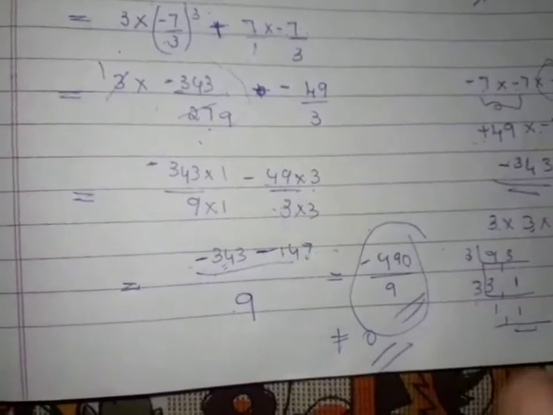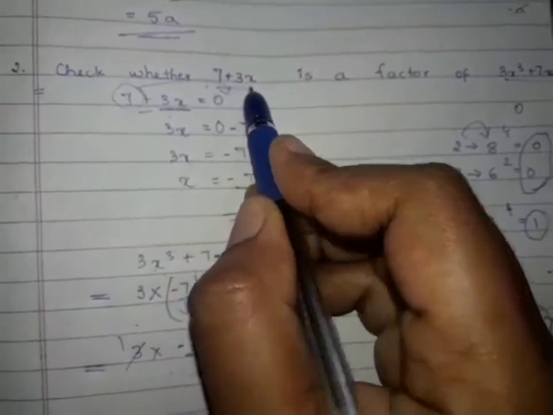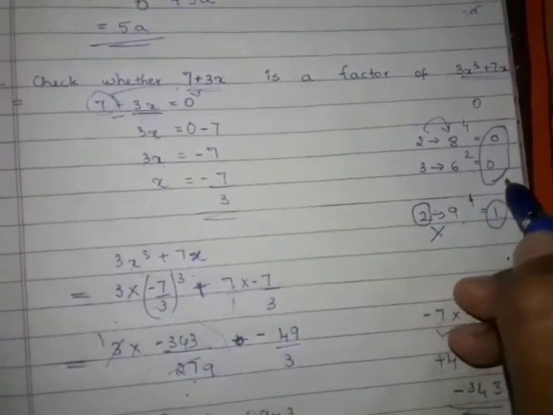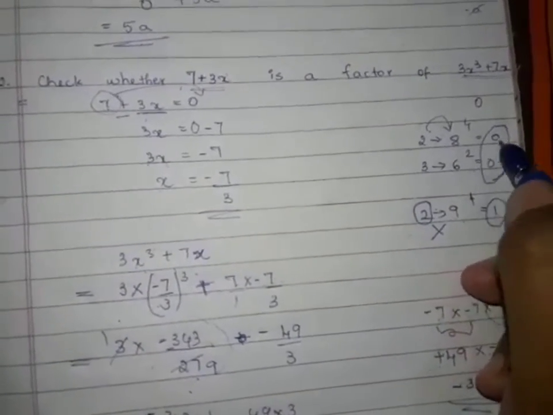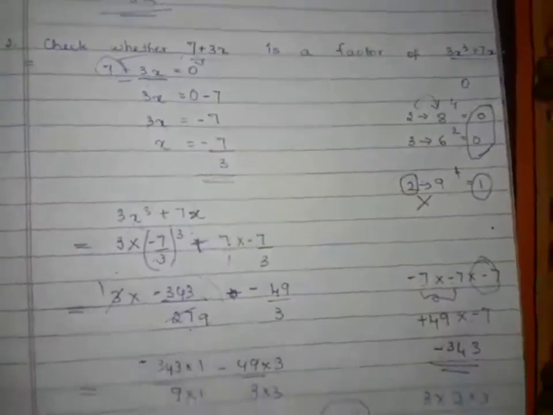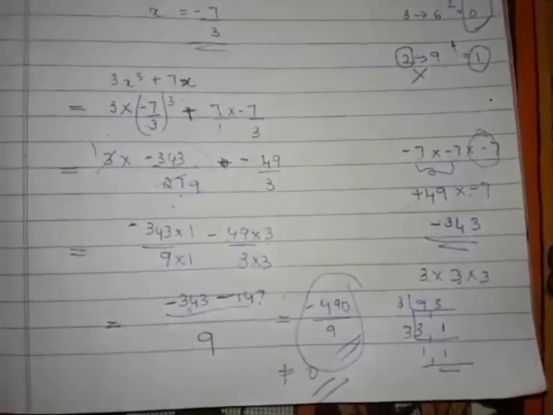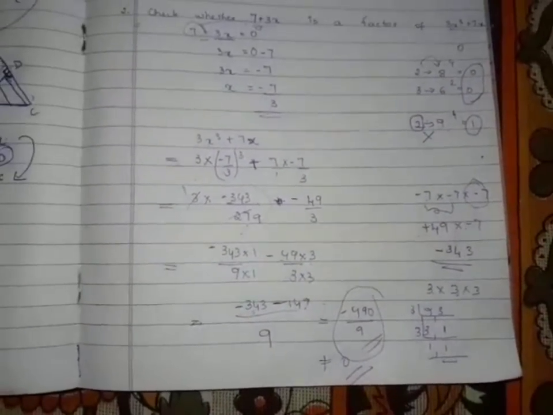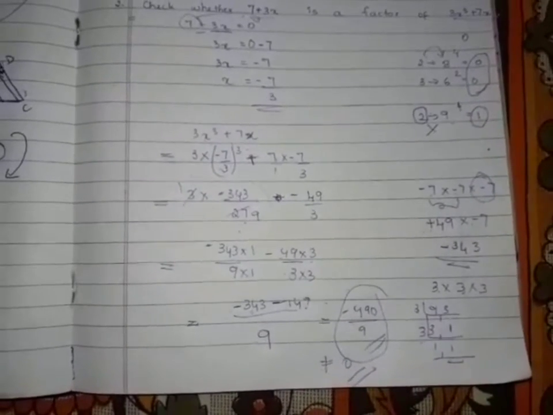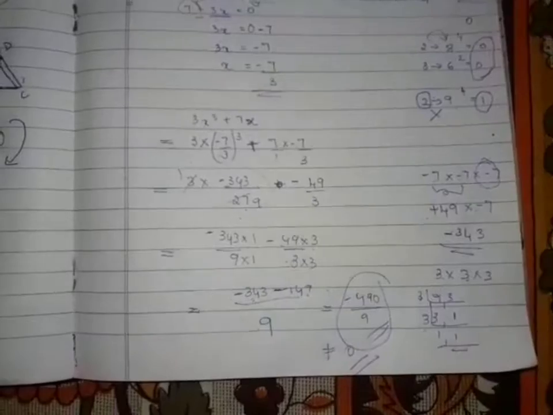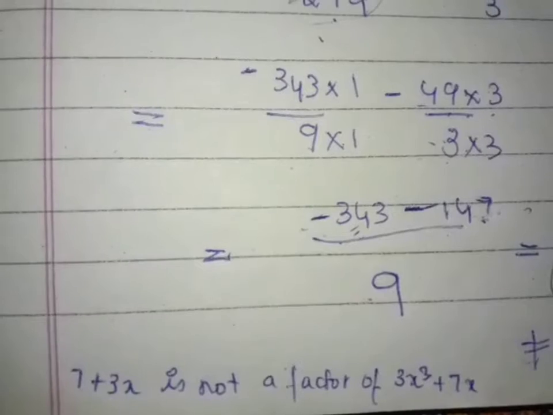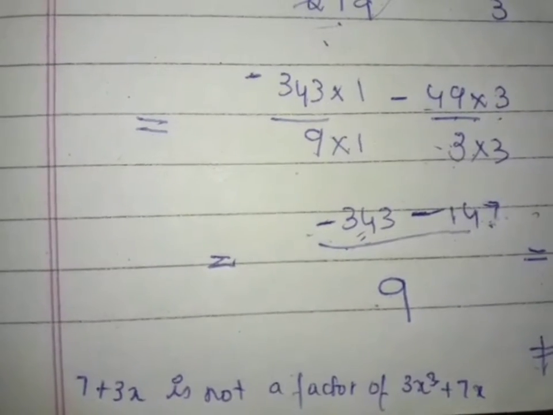Hence what we can tell, since the remainder is not equal to 0, is that the divisor is not a factor of the dividend. Okay, see, only if the remainder is equal to 0, as we have seen in the examples, then we can call it a factor. But here what did we get? We got the remainder not equal to 0. Hence we can write that the divisor 7 plus 3x is not a factor of 3x cube plus 7x. Just write it down. Okay, 7 plus 3x is not a factor of 3x cube plus 7x.